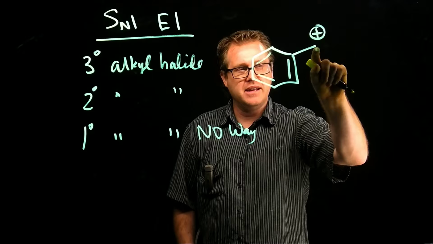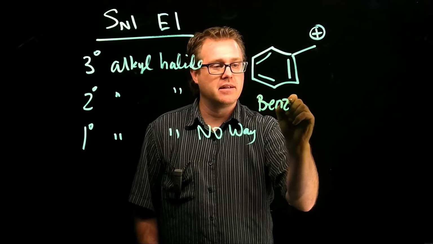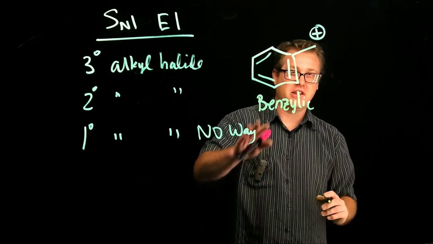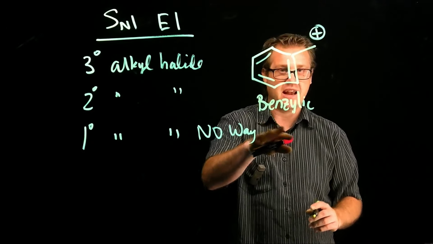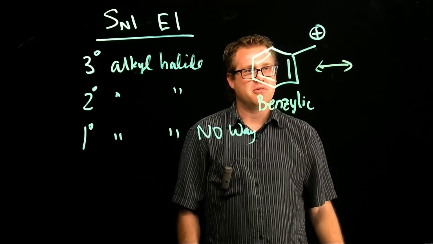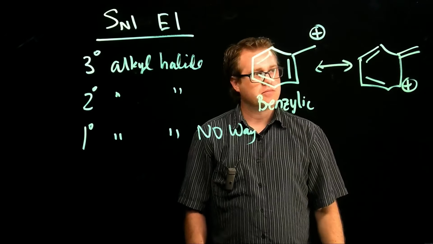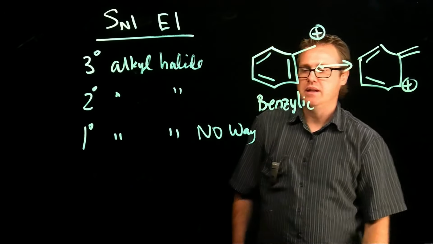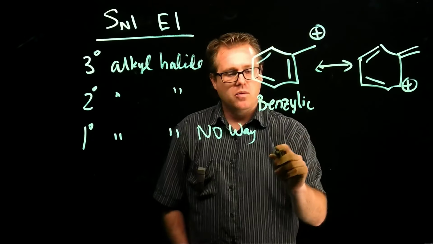When you have a carbon that's a cation directly attached to a benzene ring, we call that a benzylic carbocation. And benzylic carbocations, even though they look like they're primary, they're not. They're benzylic carbocations, and they are stable. And why do you think they're going to be stable? Maybe if I draw something like this. You see the resonance structure? It's resonance stabilized. That's why that carbocation is stable.